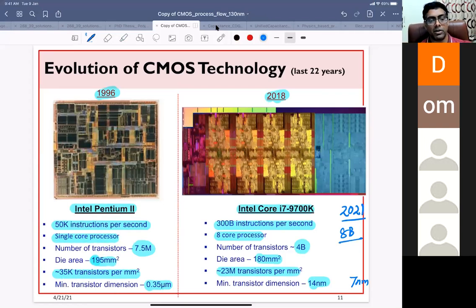So we're talking about a millimeter square of area, where I had 35,000 transistors. Now I have 23 million transistors, right? That means the area of the transistor has reduced, and that reduction in area, we call it scaling. We are reducing the size of the transistor.